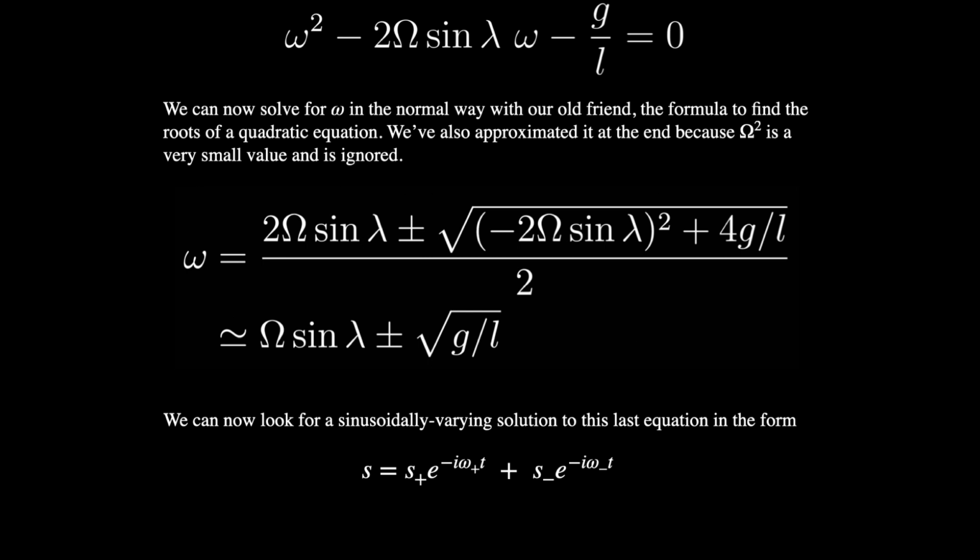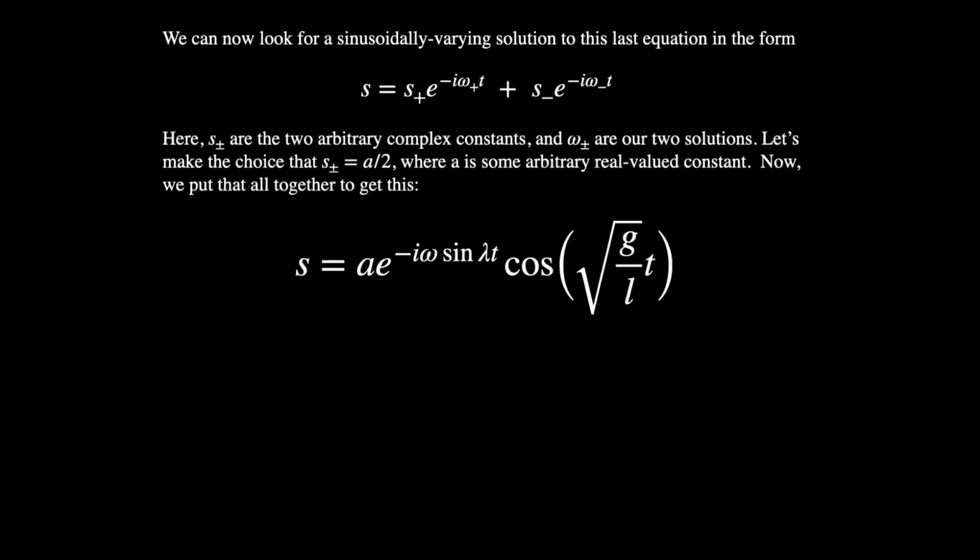And now we have a plus or minus. That means we have two solutions, one for S plus and one for S minus, where we have an omega in the plus direction and an omega in the minus direction. And so we look for those two arbitrary complex constants, and our two solutions are omega plus and omega minus. So let's now make the radical choice that S plus or minus is the same thing, and we're going to call it A over 2. Why? It becomes convenient. And that's just some arbitrary real valued constant like 1 or 2, not 1 plus 2i.